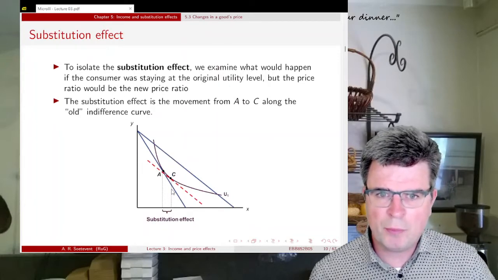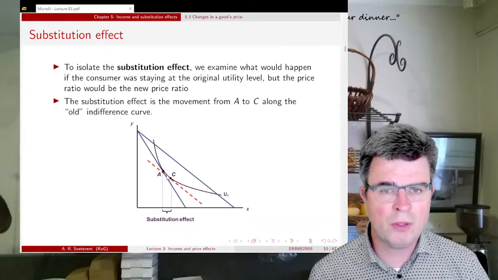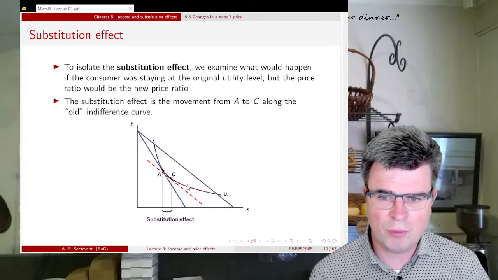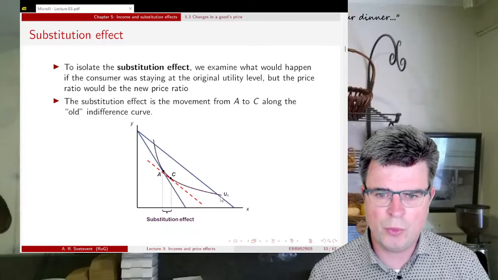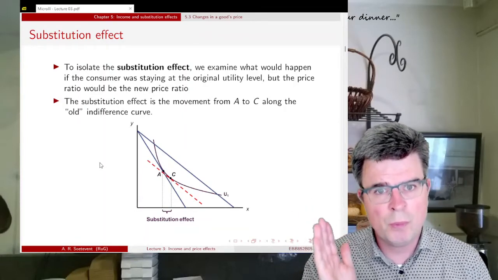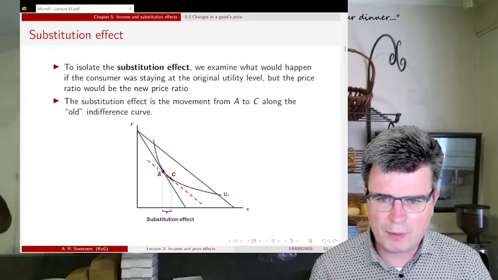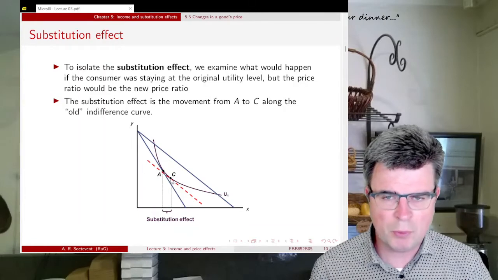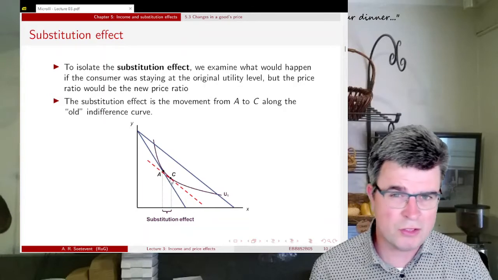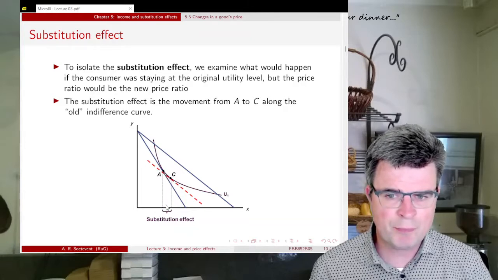To isolate the substitution effect, we examine what would happen if we stay put at the original utility level, but adjust to the new price ratio. So we fix the utility level at the old level, staying on the old indifference curve U1, but we adjust the slope of the budget line such that it's consistent with the new price ratio after the price change of good X. If we do that, we reach point C. We are still on the same indifference curve, but now the slope of the budget line is identical to the new price ratio, and we select a point that is tangent to the indifference curve, which happens to be point C. The change from bundle A to C is the substitution effect.